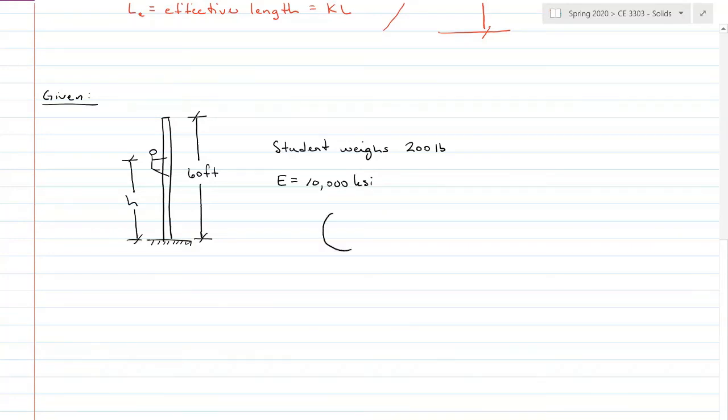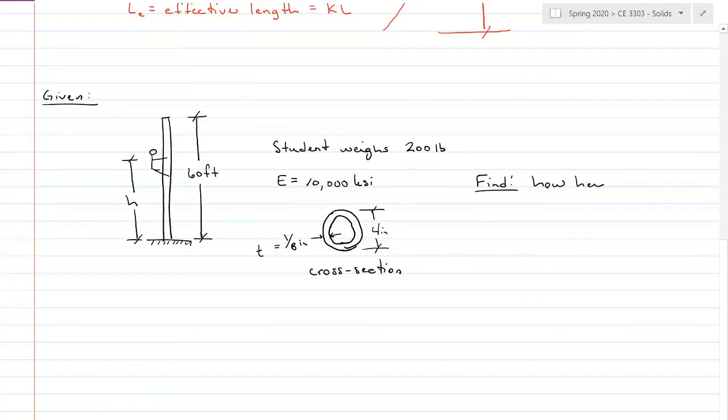And we're going to have a cross section here. Terribly drawn cross section. That has a diameter of 4 inches and a wall thickness of 1/8 of an inch equals T. All right. Find how high can the student climb?